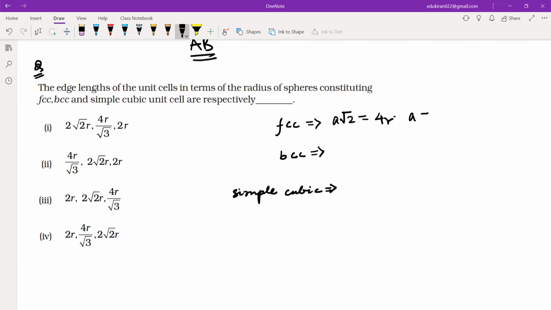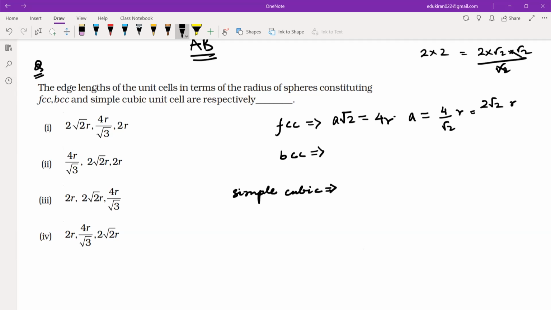So a is equal to 4 by root 2 r, and 4 you can write as 2 into 2. That means you can also write this as 2 into root 2 into root 2. So 4 divided by root 2 will be equal to 2 root 2. Okay, so this is 2 root 2 r. This is for FCC.